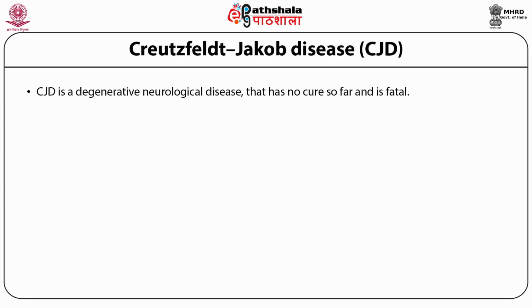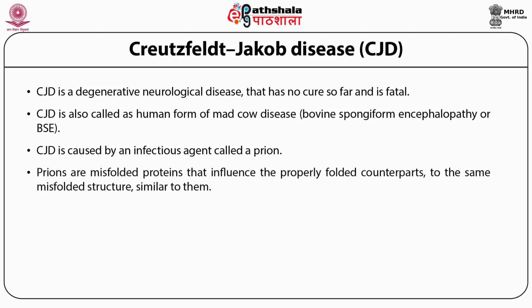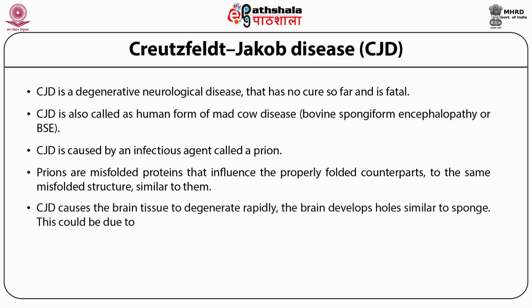CJD is again a degenerative neurological disease that has no cure so far. It is again a fatal disease. It is also called the human form of mad cow disease. And CJD is caused by an infectious agent called a prion protein. Prions are misfolded proteins that influence the properly folded counterparts to the same misfolded structure, which are similar to them. CJD causes the brain tissues to degenerate rapidly.